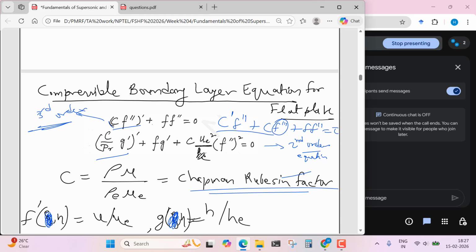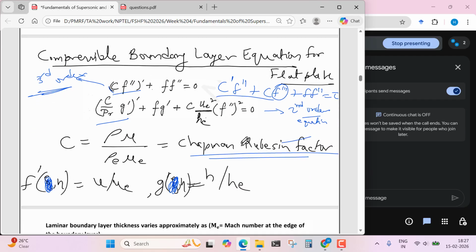Is there any doubt in this problem? If there is no doubt, then we will move to the next problem.